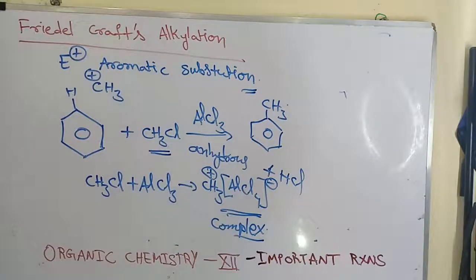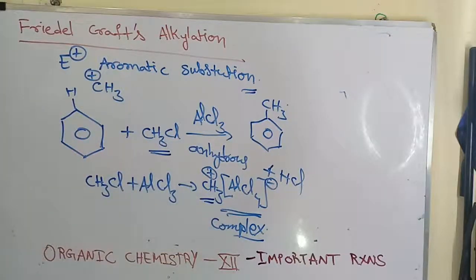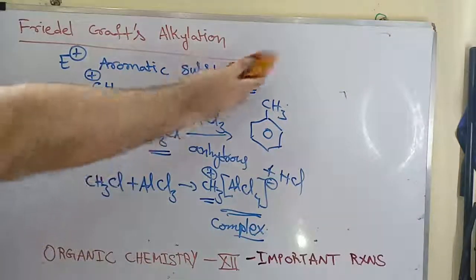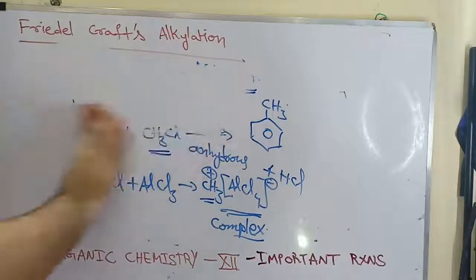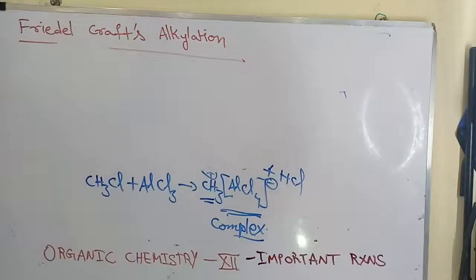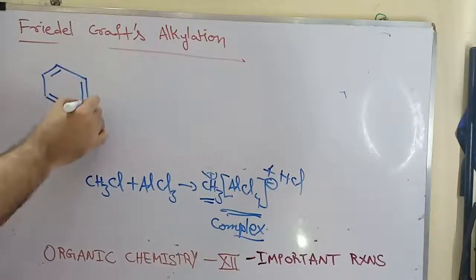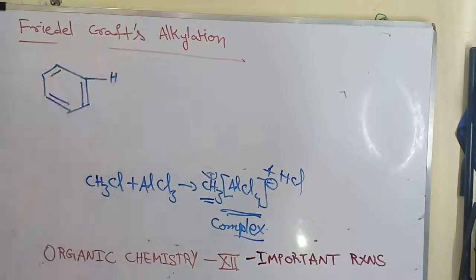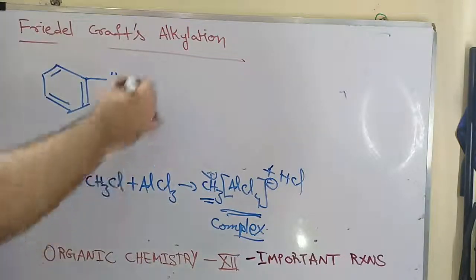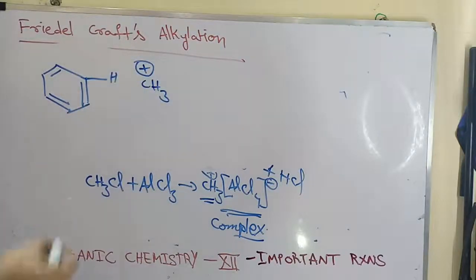A complex of this sort is formed, and that generates our electrophile. Now what happens here is that, let me rub this off. So the electrophile CH3+ is generated. So we have the benzene ring. Let's draw something like this. We'll show a proton. What happens here is CH3+ is approaching this one.